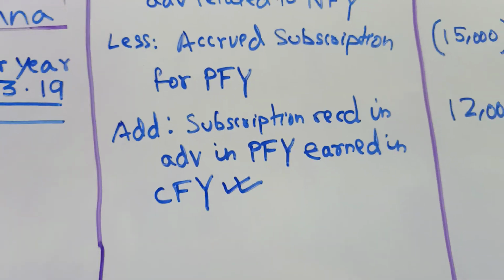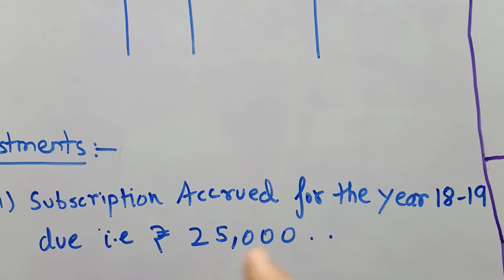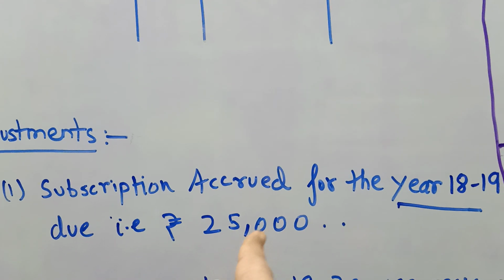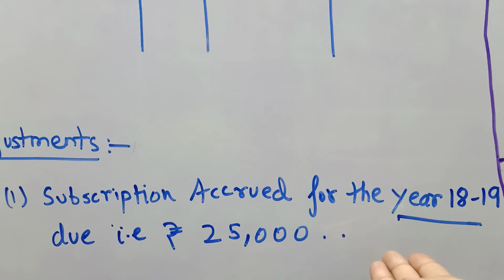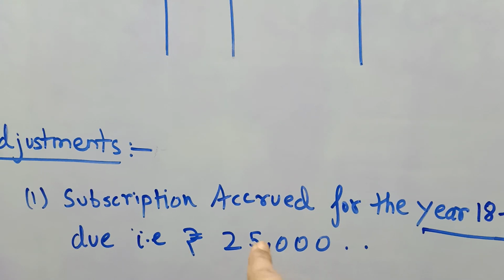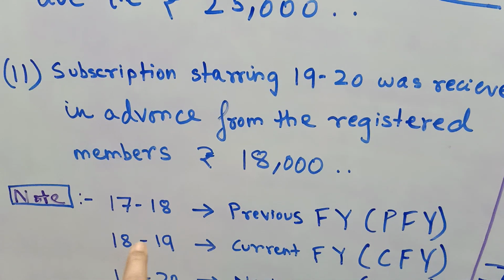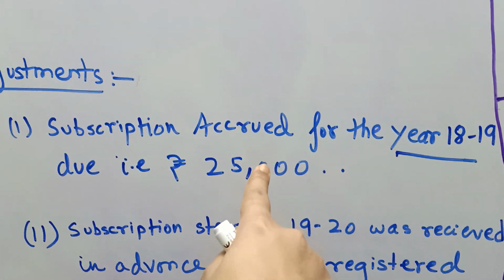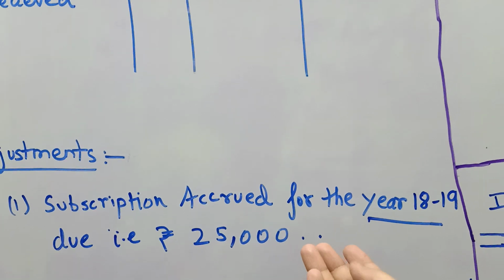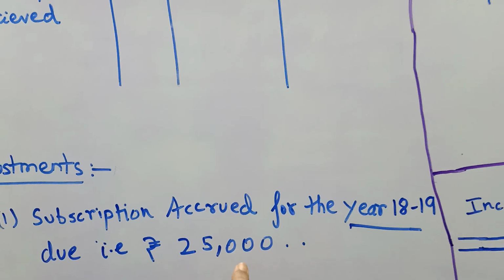Now we are left with one sole item, that is from adjustment, that is accrued subscription. It is clearly mentioned for the year 18-19. That means for the current financial year 18-19, this 25,000 was earned. The members received their services and all the facilities that they were supposed or bound to receive, but they did not pay this amount. That means this amount of 25,000 for the current financial year, 18-19, stands due, that is yet to be received. But since this is clearly recognized against the services of current financial year, it has to be treated and added. Hence we add this 25,000.